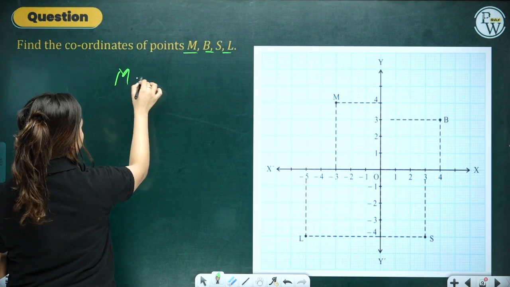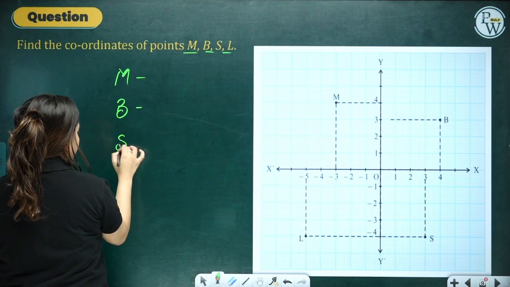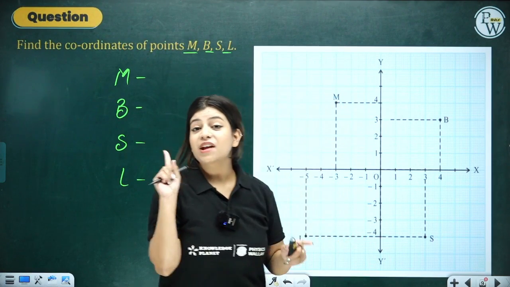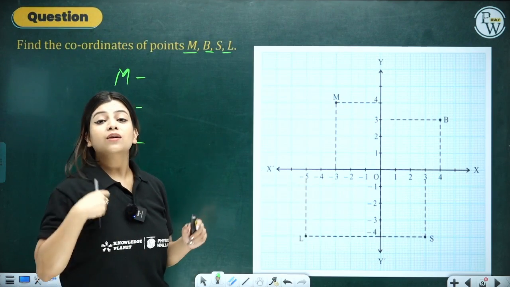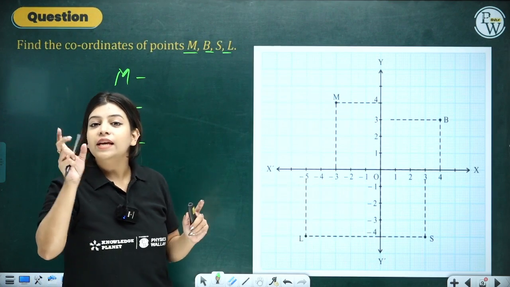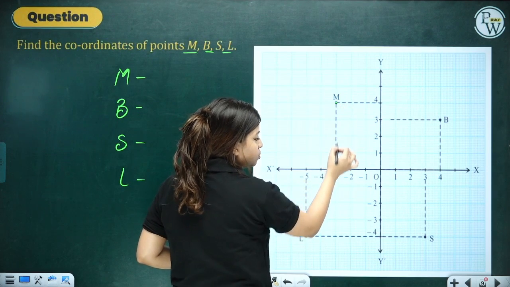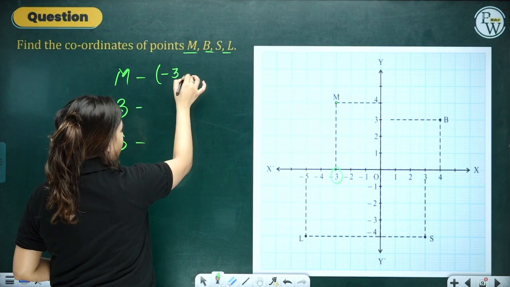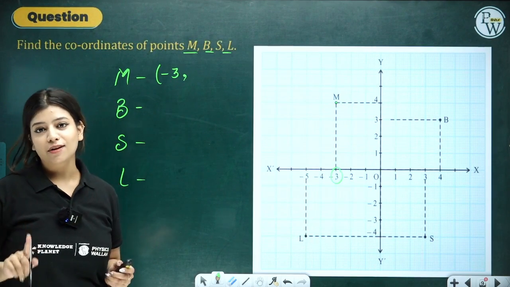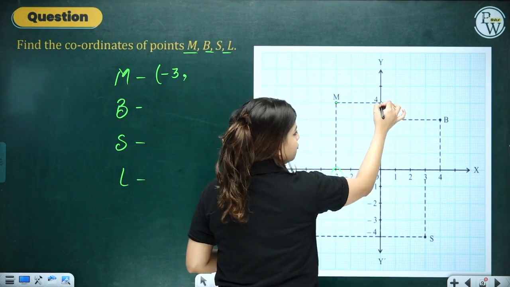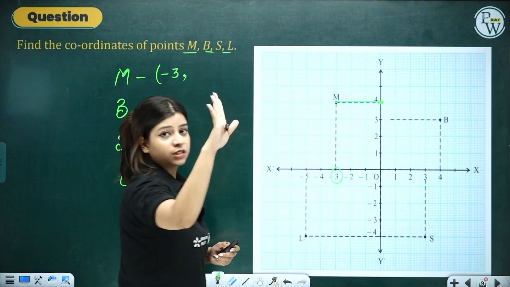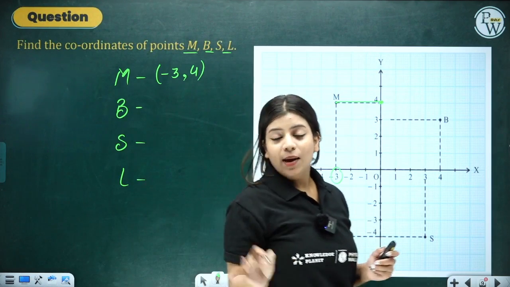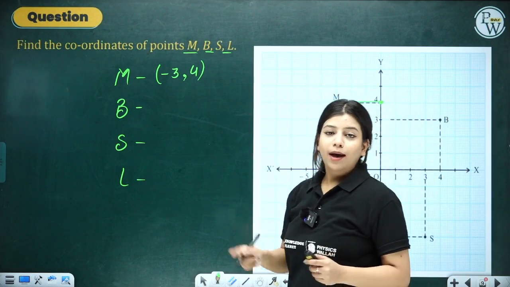Alright, so we have to find the coordinates of M, B, S and L. Over here this is M. The very first thing we have to check is where in the plane it is lying on the x-axis. So this is M, the straight line is at 3, minus 3 in fact. So the x coordinate, that is the abscissa of point M, is negative 3. Now we have to check it on the y-axis, where it is 4. So the coordinate of this particular point M will result in minus 3, 4.